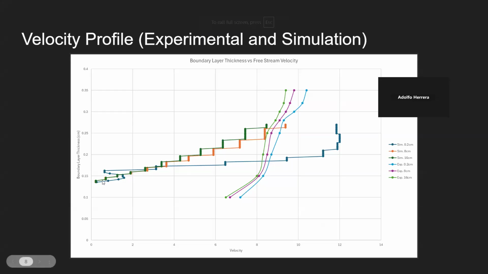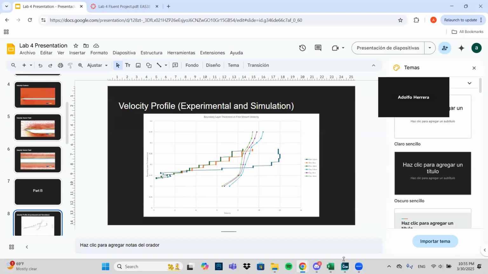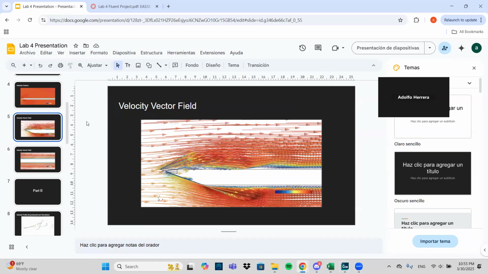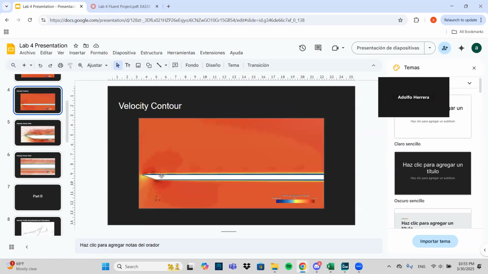But essentially, it looks like what a boundary layer thickness versus velocity plot should look like, where if you were to make these into a single point, it would just look like an exponential function. On the leading edge, very close to the leading edge at the 0.2 centimeter point, it is not as smooth as at the other points. That's because, and you can see it not only on the vector field but on the velocity contour as well.